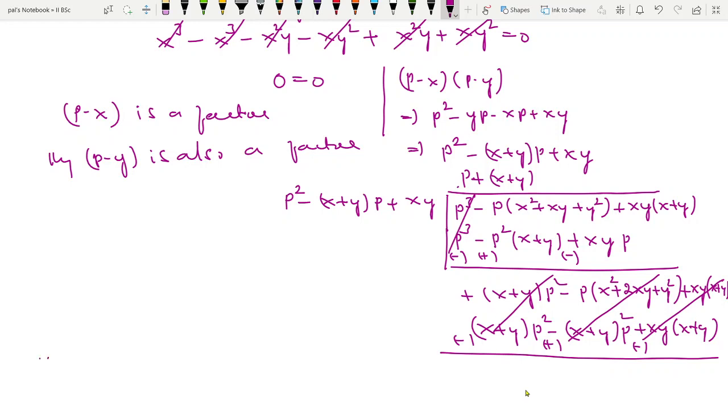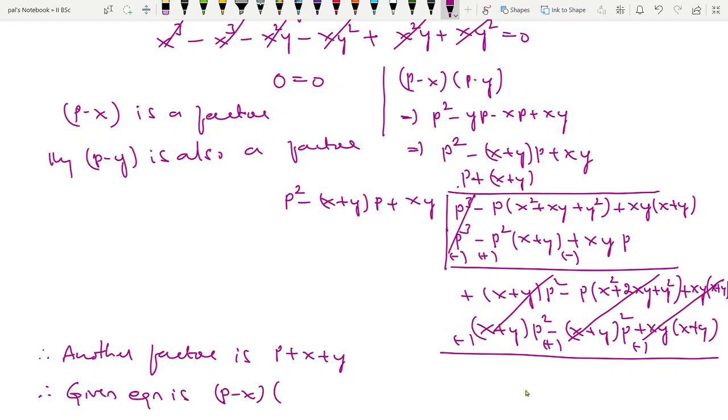So therefore another factor is p plus x plus y. So therefore the given equation is p minus x into p minus y into p plus x plus y is equal to 0.